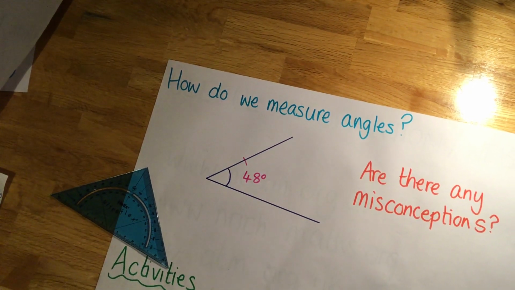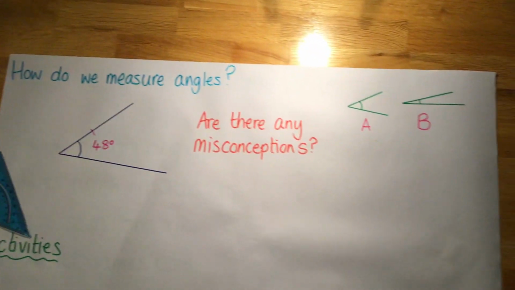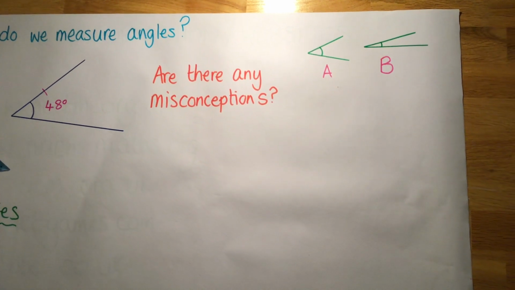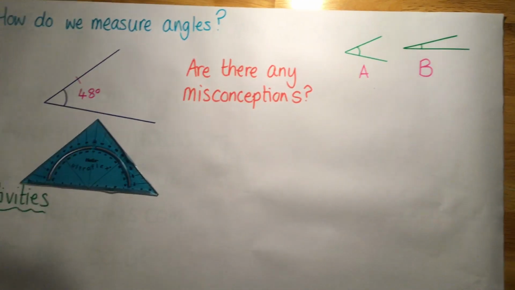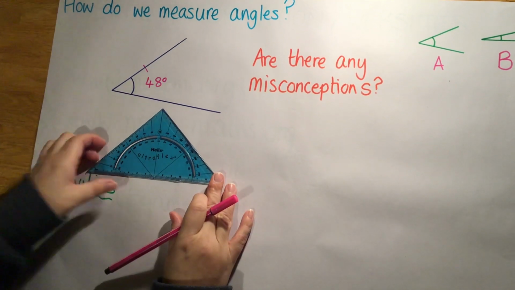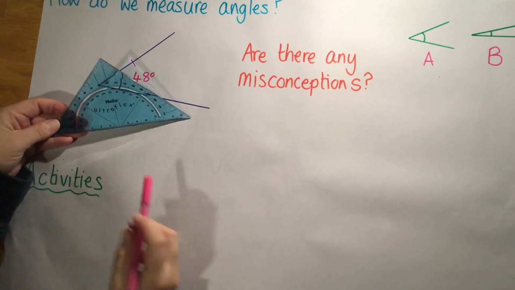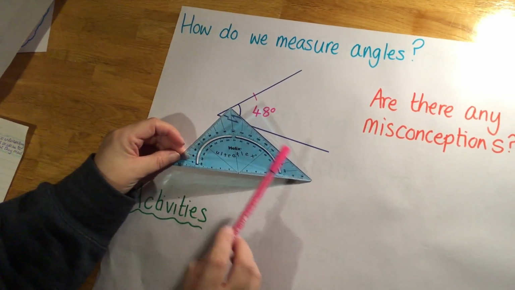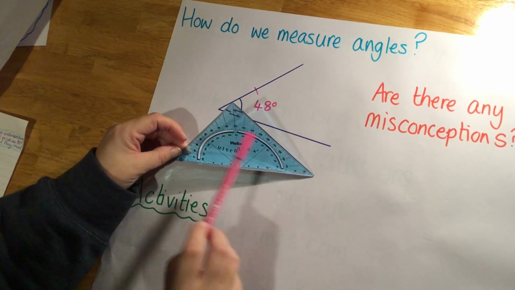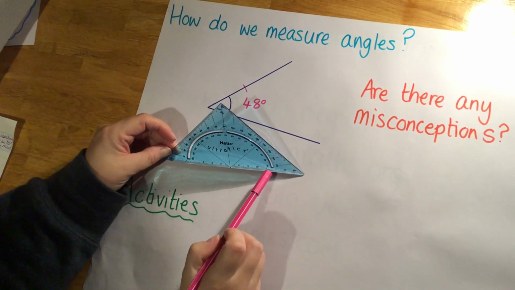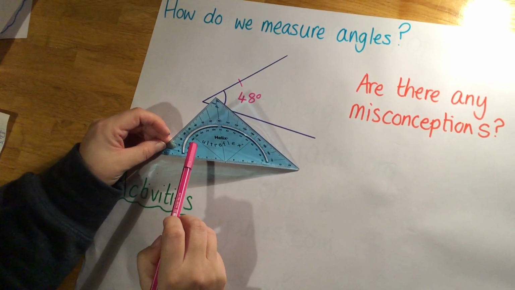So are there any misconceptions with this method? Well, yes, of course. There's bound to be. For instance, the protractor that I've been using is obviously one that's come from a set, and therefore it's quite difficult to read. The numbers go from 0 all the way to 180 on both sides. So children may find it difficult to read or use the scale in which to find their angle.